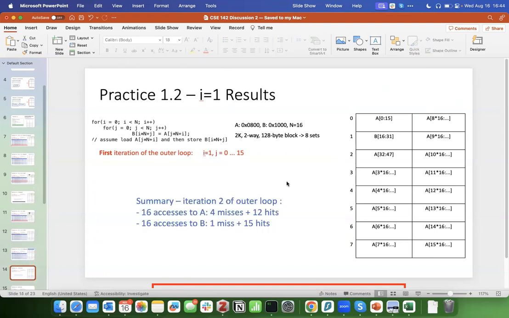The correct number is, for those 16 accesses to A, I have 4 misses, 12 hits. 16 accesses to B, I have 1 miss, 15 hits, right? B is a little bit easier to understand. We have a compulsory miss at the beginning, and then all the subsequent accesses are hits. For A, you could reason about it, but conceptually it's pretty complex. I think it's easier to just manually work through those binary examples, right?